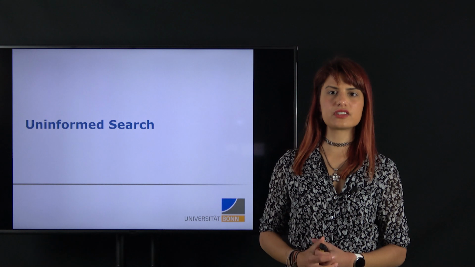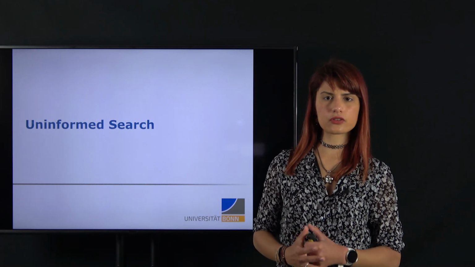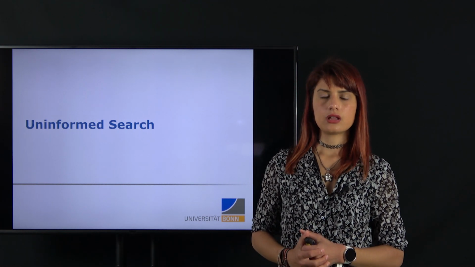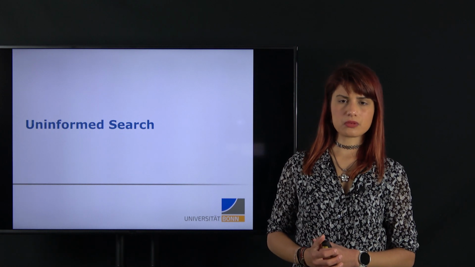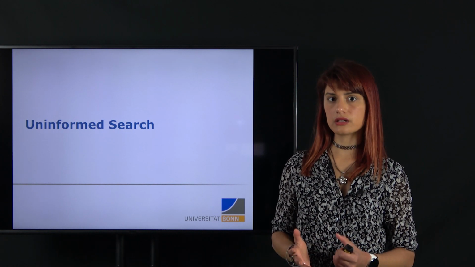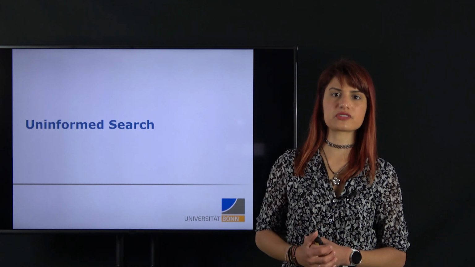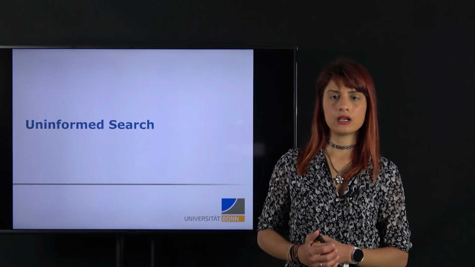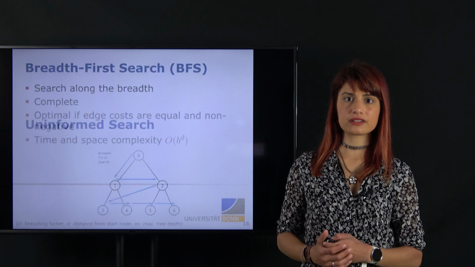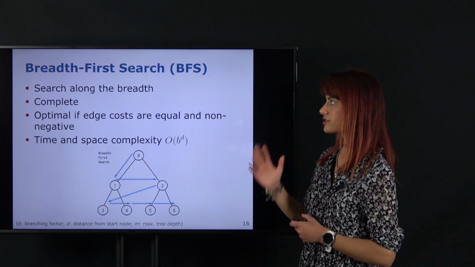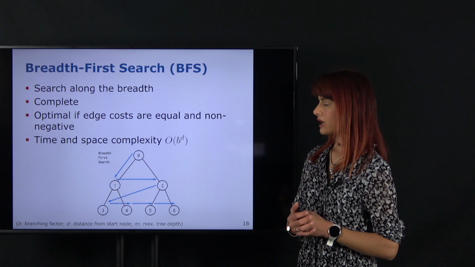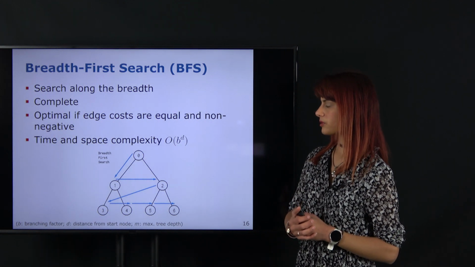So now let's delve into the details of first uninformed search strategies, which search for the shortest possible path in an uninformed way without using any knowledge of the problem domain and in a brute force manner. The first algorithm that we look at in this category is called breadth-first search. And the basic idea here is simple.